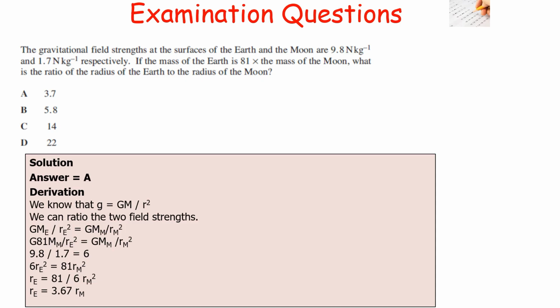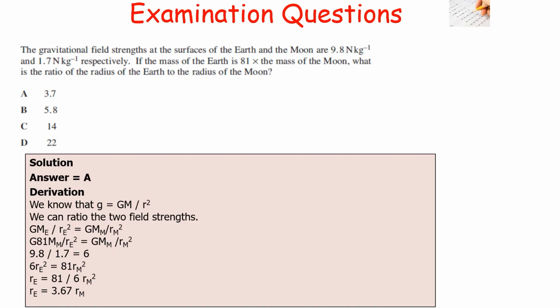That equation is given to you in your examination booklet. Now we can ratio the two field strengths. So we can say that the gravitational field strength of the Moon is equal to the gravitational field strength of the Earth. Now what you will then do is you'll do 81 times the mass of the Moon for the mass of the Earth. We've substituted M_E to be 81 M_M, as you can see there.